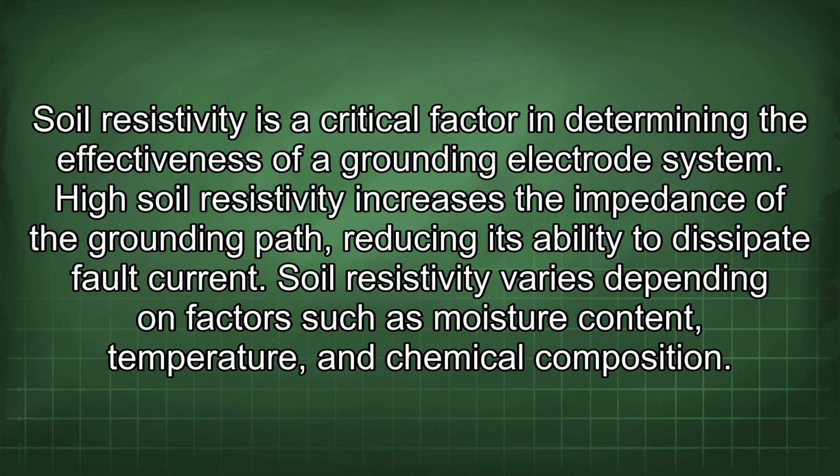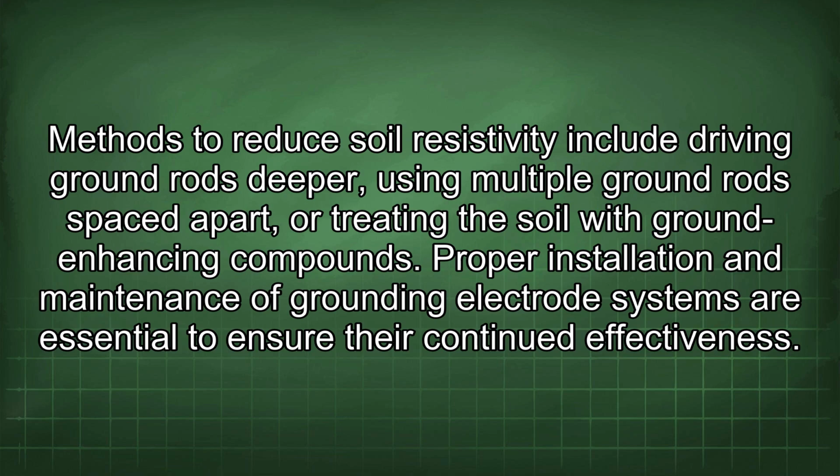Soil resistivity is a critical factor in determining the effectiveness of a grounding electrode system. High soil resistivity increases the impedance of the grounding path, reducing its ability to dissipate fault current. Soil resistivity varies depending on factors such as moisture content, temperature, and chemical composition. Methods to reduce soil resistivity include driving ground rods deeper, using multiple ground rods spaced apart, or treating the soil with ground-enhancing compounds. Proper installation and maintenance of grounding electrode systems are essential to ensure their continued effectiveness.